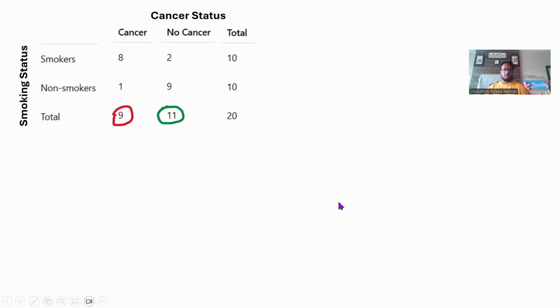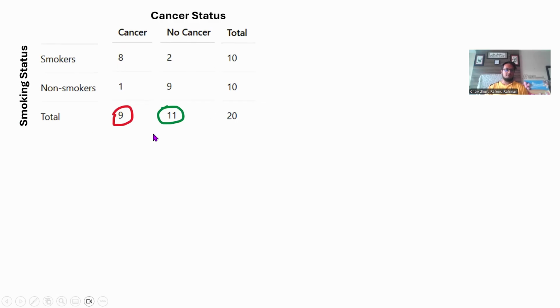Now let's look at the actual example where we are going to apply Fisher's exact test. So let's look at this table. It's also a 2 by 2 table. There are smokers and non-smokers. These two values are of the smoking status categorical variable, and cancer or no cancer is part of the cancer status. These are two values of the cancer status categorical variable. And we can see these numbers. That means 8 of the smokers have cancer, 2 of the smokers do not have cancer.